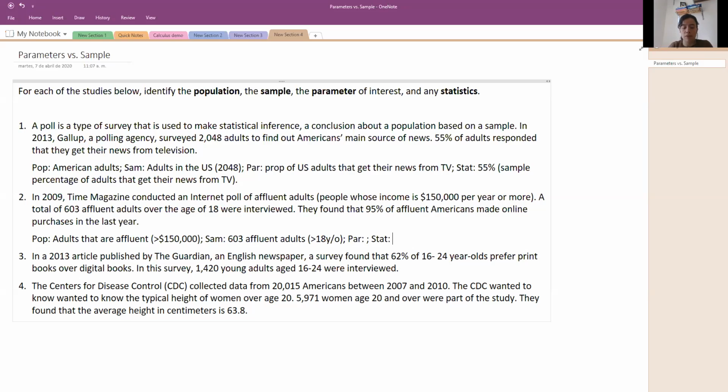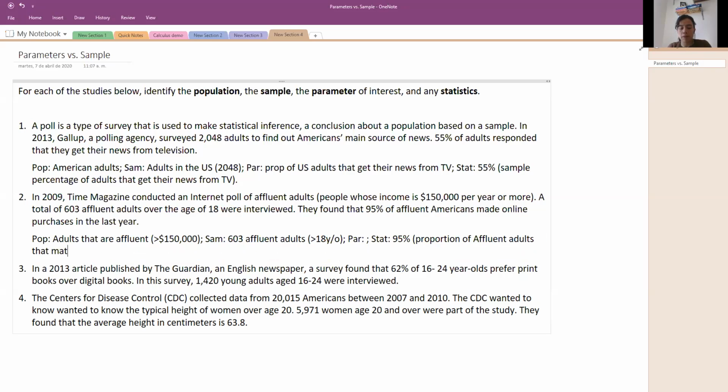95%. 95% corresponds to the proportion of what? Of affluent adults that made online purchases. So I'm going to write: sample proportion of affluent adults that made online purchases, which means that the parameter is this same proportion, but for the population, right?